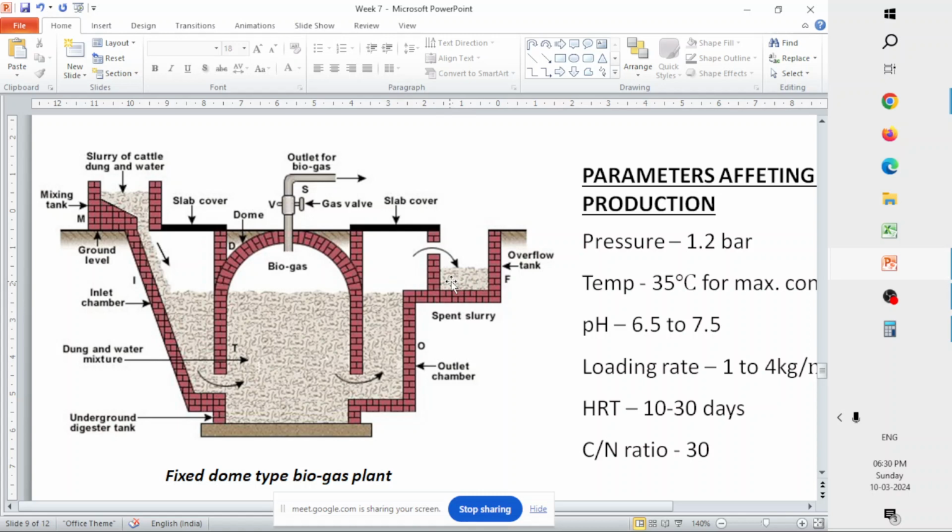in your agriculture field. One of the reasons why this spent slurry is used is, as these microorganisms digest the slurry, it becomes enriched in nitrogen as well as phosphorus content. That is something which is very useful in your agriculture field, because that will provide more nutrition to the plants and other agricultural products. So that is one of the reasons why the spent slurry or the digested biomass is used as a fertilizer. This is the fixed dome.